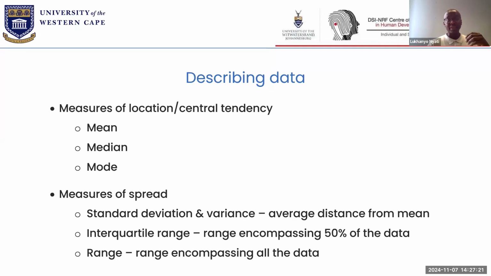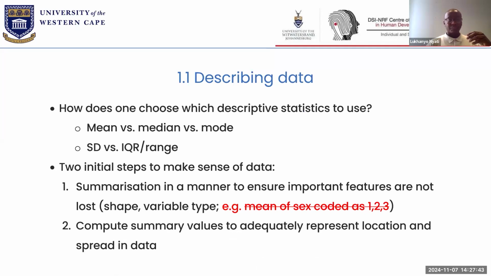And generally, when you're presenting your mean, you will present it with a standard deviation. And when you're presenting your median, you present your interquartile range and your range. And if you're presenting your mode, you present the range. And choosing this obviously is very important. Choosing the type of summarization that you're going to use, or the type of descriptive statistic that you're going to use, is very important.